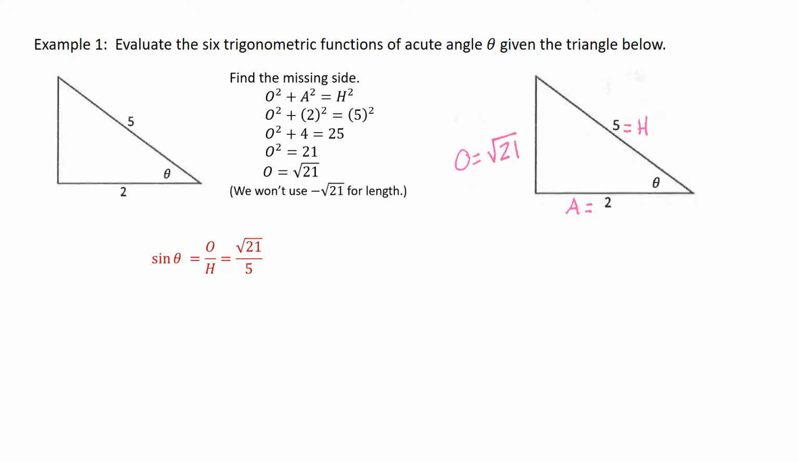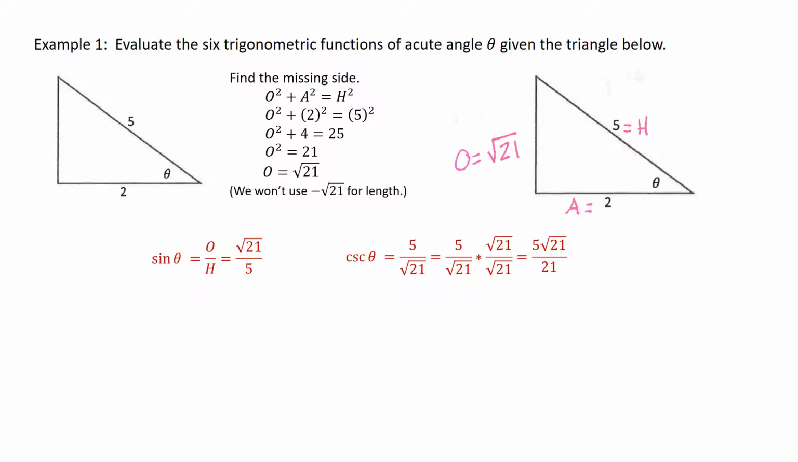Remember our SOHCAHTOA. Sine theta is opposite over hypotenuse. So from the theta, because it's in the lower corner here, the opposite side is root 21. The hypotenuse is 5. So sine theta is root 21 over 5. Well, if we know sine theta, we automatically know its reciprocal function, cosecant theta. So cosecant theta, or CSC theta, is 5 over root 21.